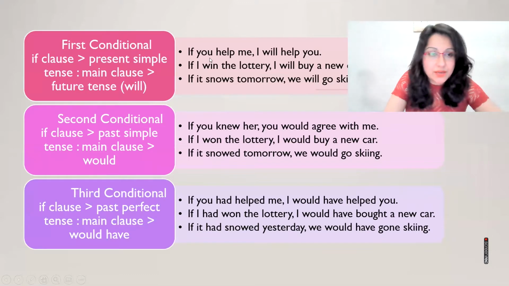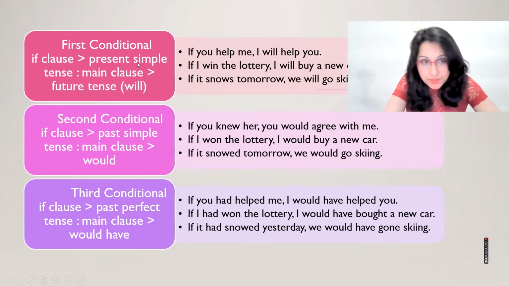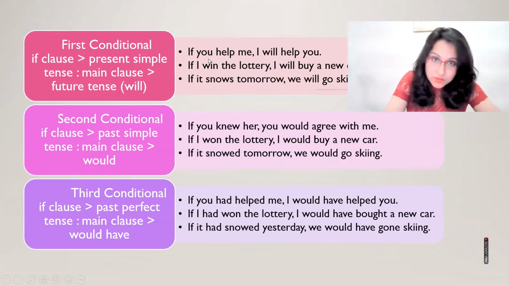Okay, so here we are looking at our conditionals. To start with, we have our first conditional, and how do you form it? When you're talking about conditionals, you have your if clause. In your if clause, which tense do we need? We need our present simple, and in the main clause, we need our future will. So over here, if you look, if you help me, I will help you. This is your present simple, and then you have your will plus infinitive, that is your future tense.